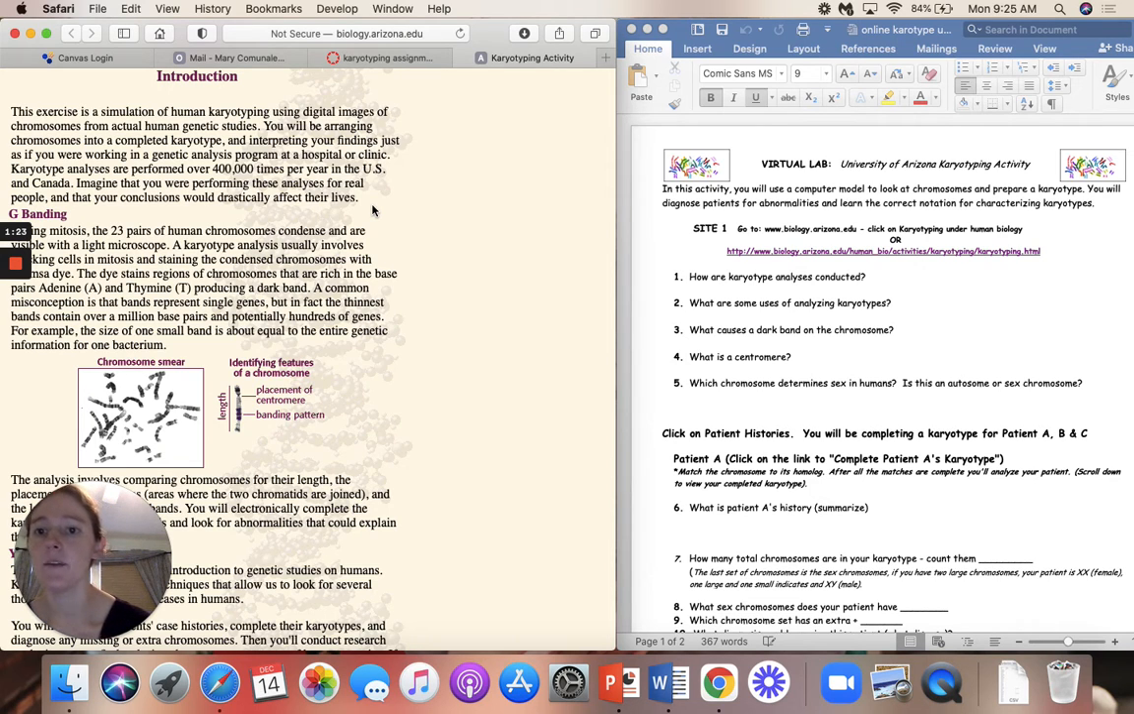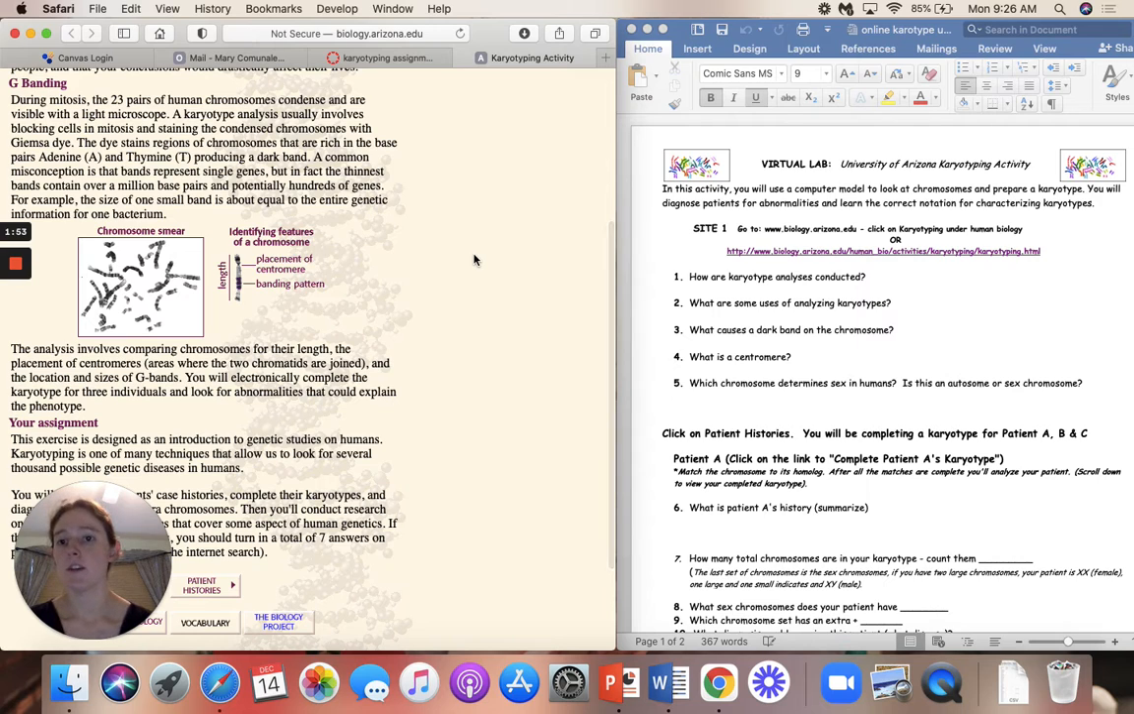This exercise is a simulation of human karyotyping using digital images of chromosomes from actual human genetic studies. You will be arranging chromosomes into a completed karyotype and interpreting your findings just as if you were working in a genetic analysis program at a hospital or clinic. Karyotype analyses are performed over 400,000 times per year in the United States and Canada. Imagine that you were performing these analyses for real people and that your conclusions would drastically affect their lives.